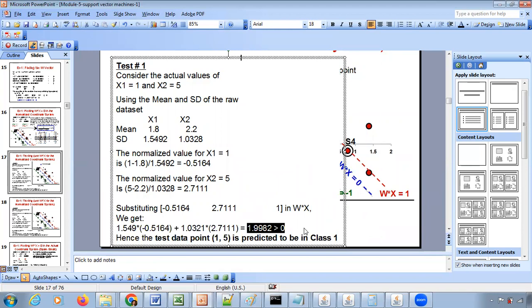That's the first test we have to do. Is it greater than 0 or less than 0? If it's greater than 0, it belongs to class 1. If it's less than 0, it belongs to class -1. Since it's greater than 0, it belongs to class 1.